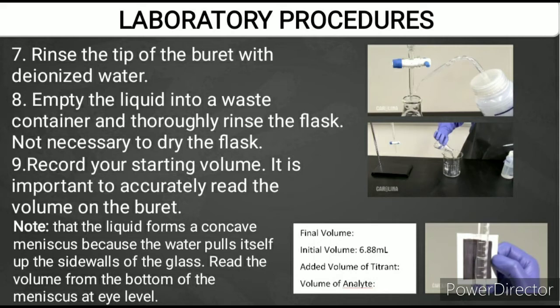Procedure number 9. Record your starting volume. It is important to accurately read the volume on the burette. Initial volume 6.88 milliliters is the imaginary exact volume in the burette. Note that the liquid forms a concave meniscus because the water pulls itself to the sidewalls of the glass.